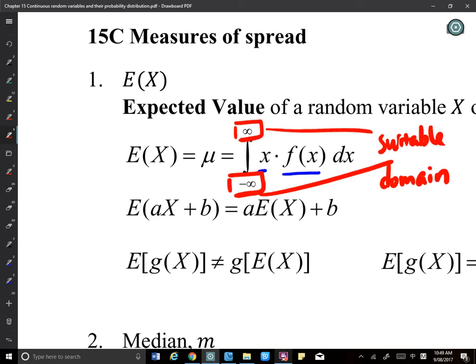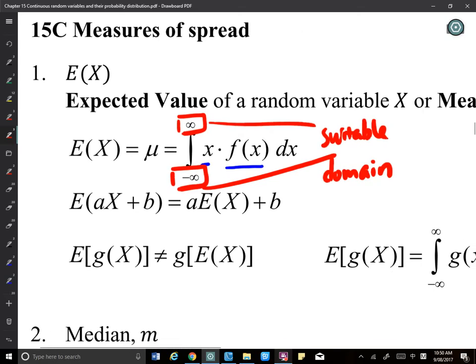For example, if your x is between 0 and 1, then you put 0 to 1 here. If your x is 2 to 100, you put 2 to 100 here. The negative infinity to positive infinity is just a book notation. What you need to do is adjust that to a suitable domain. So what is the domain given to you? What are the valid numbers for that function? If your x can only take 0 to 100, you put 0 to 100 as the domain. That's expected x.